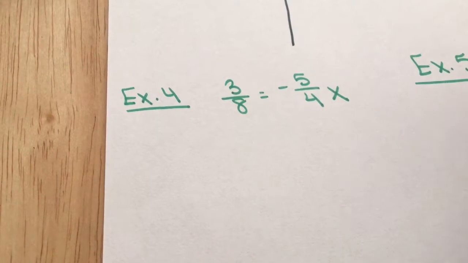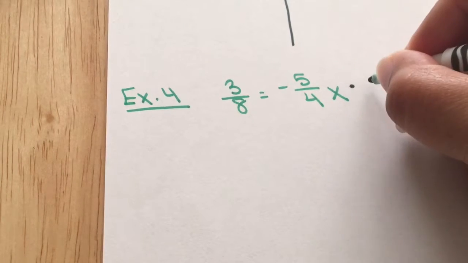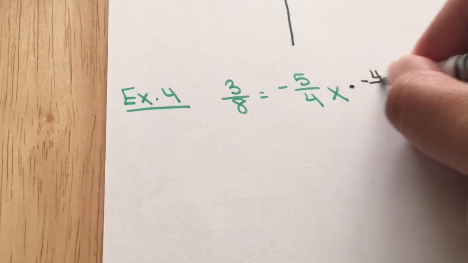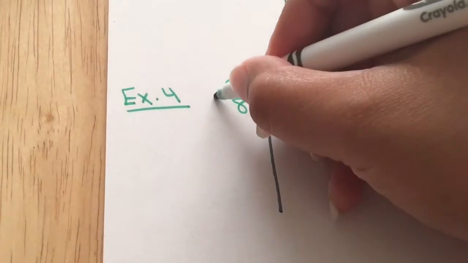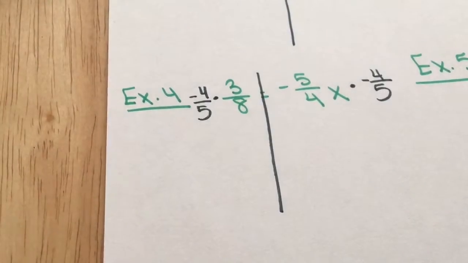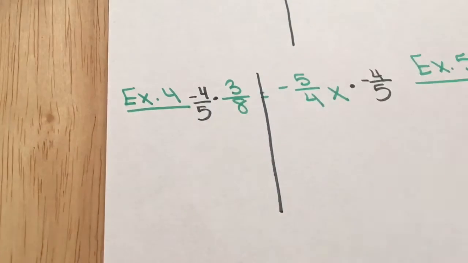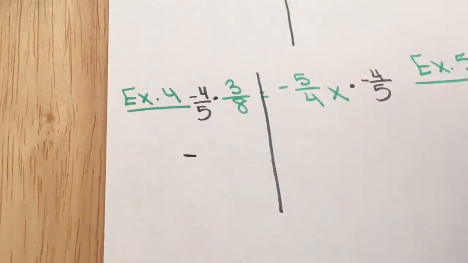Since I'm working with a fraction, I know I can get 1 by multiplying by the reciprocal. So the reciprocal of -5/4 is going to be -4/5. And whatever I do to one side, I have to do to the other side. So I'm going to multiply that left side by -4/5 as well. Again, we have to remember our integer rules. When we are multiplying, a negative times a positive is a negative.